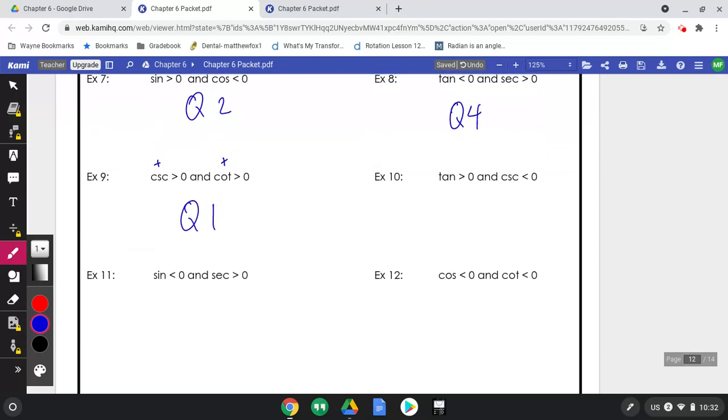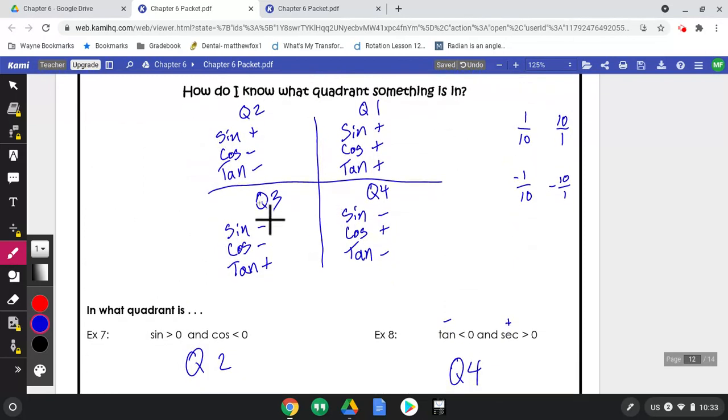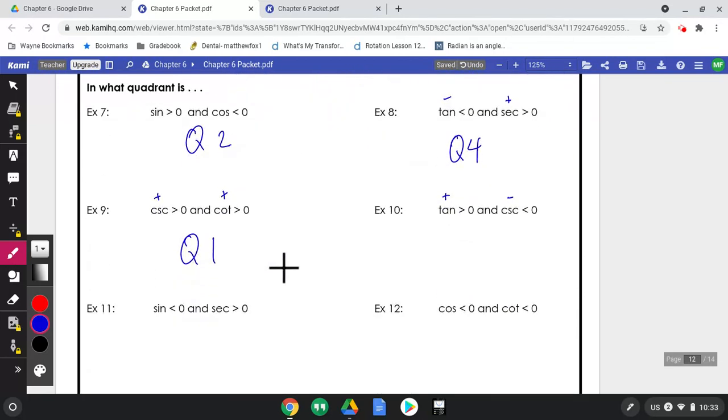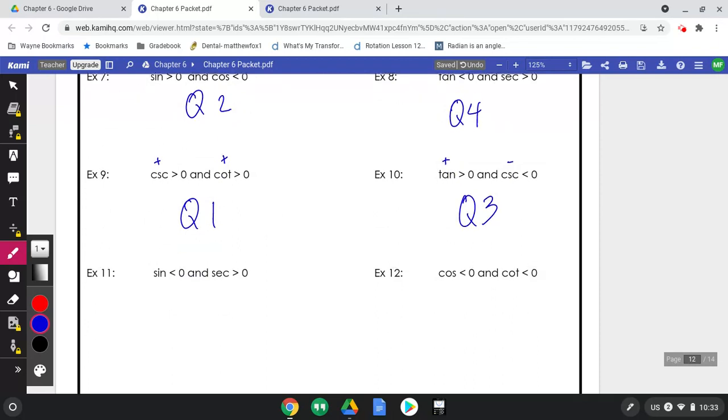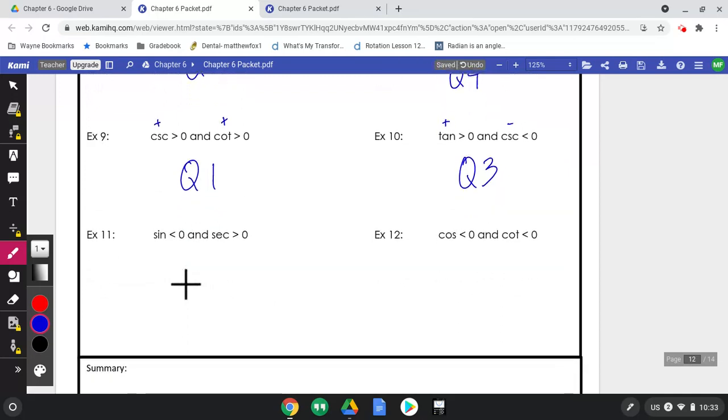Okay, on the next one, tangent is positive once again. Cosecant is negative. Cosecant pairs with sine. So sine is negative over here. Tangent is positive. Okay, so that's going to be Q3. Now, if I were you, I'd pause the video and try these last two on your own, and then check.